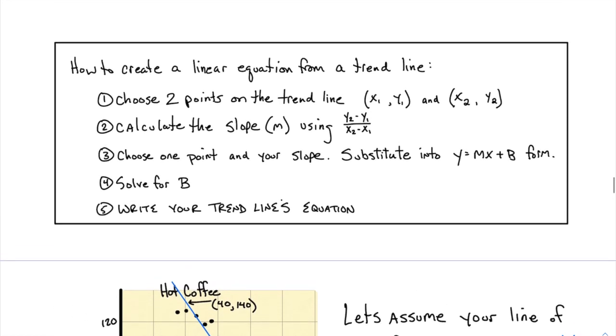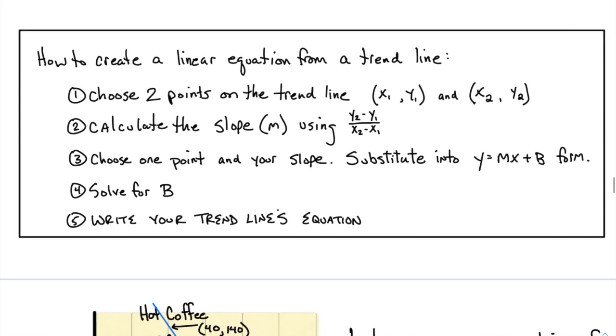So first and foremost, how to create a linear equation. You can, of course, pause this and write these down in your notes, but you're going to choose 2 points on the trend line. You're going to calculate their slope. We know how to do that. You're going to choose one of the 2 points and your slope, and you're going to put it into this y equals mx plus b form. We're going to figure out what b is, and then we'll have all the information we need and we write our equation. That's it. This is only going to work for a linear equation.